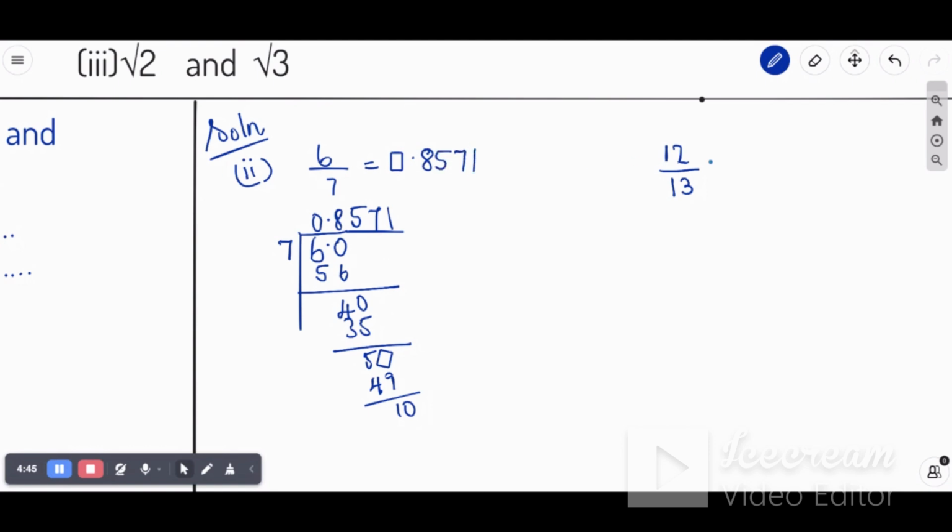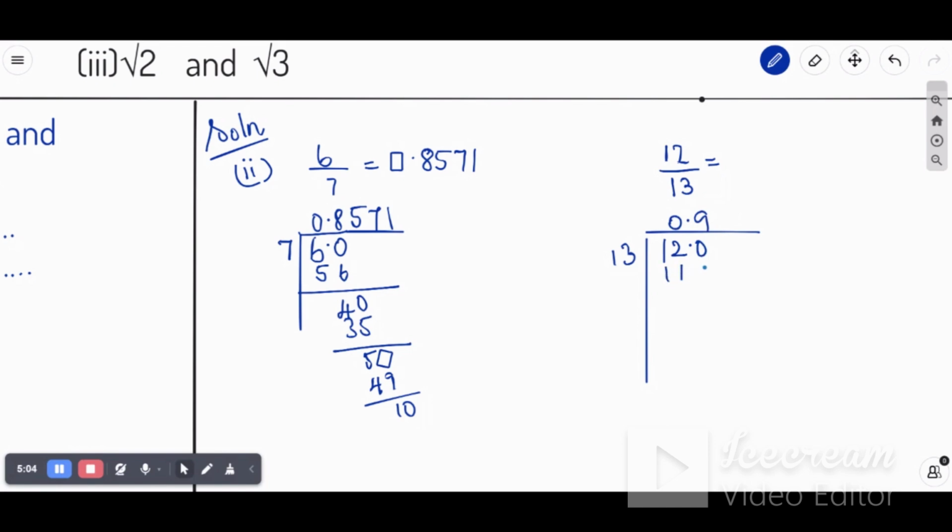80.8571. Now we have to check what 12 divided by 13 is. So let us divide 12 by 13. As I told you, please be thorough with your 12th and 13th tables so we can do things faster, else it might take a little time.